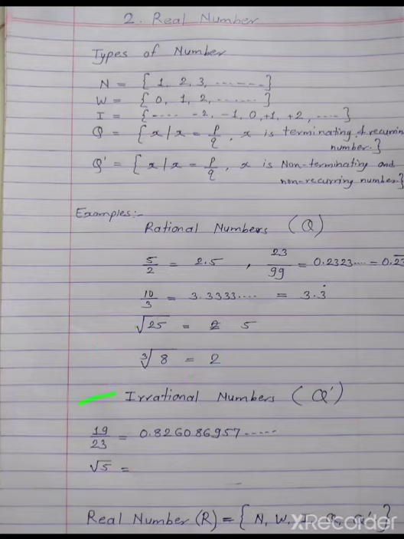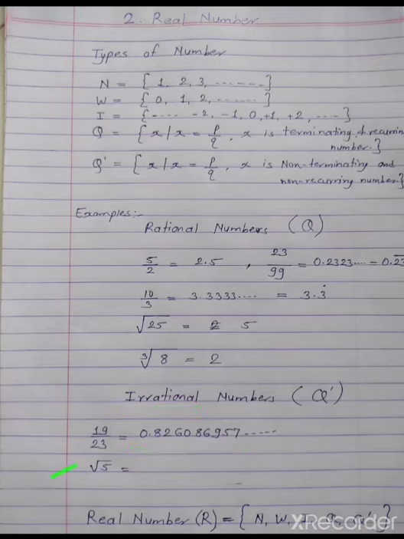Now look at irrational numbers. Here I solve for one number, 19 upon 23. Here we get this value. So observe the numbers after the decimal point. Here you cannot see any repeating group of numbers, and the division will go on increasing. Therefore such a number is called an irrational number because its decimal form is non-terminating as well as non-recurring.